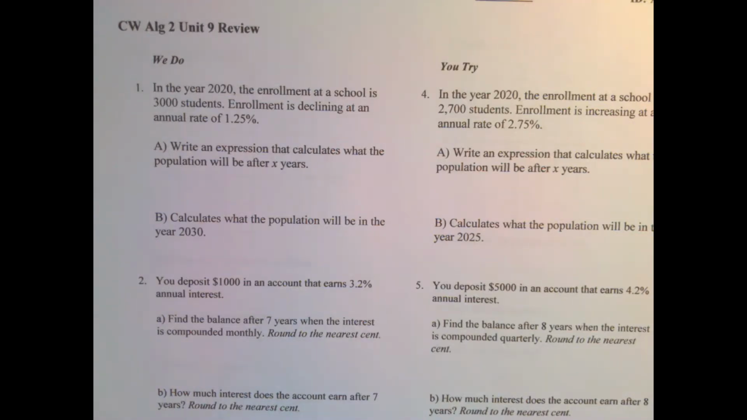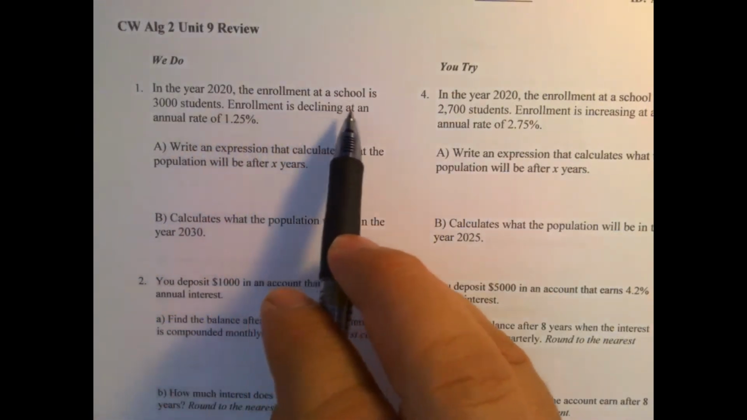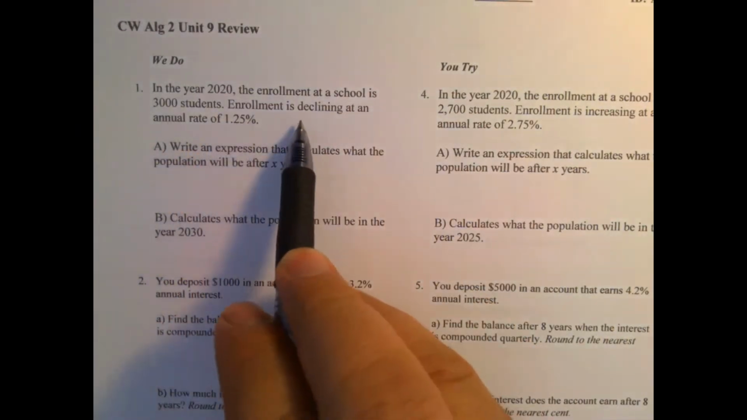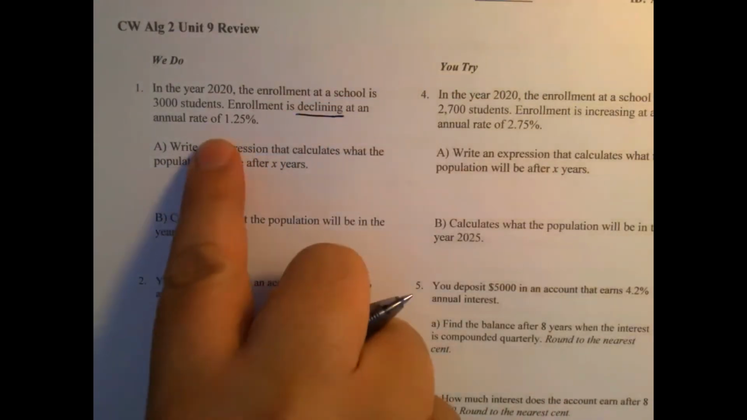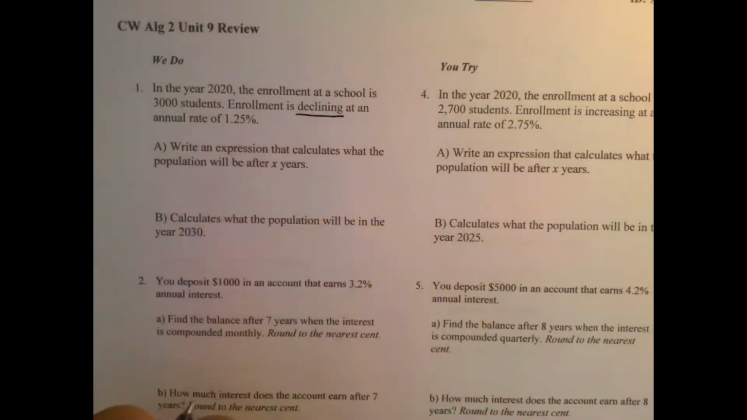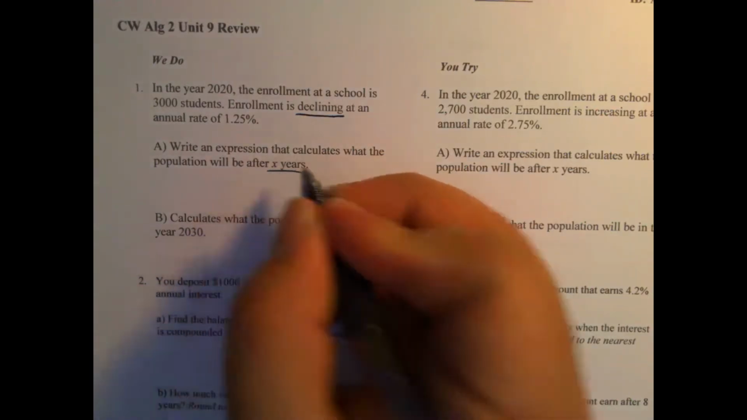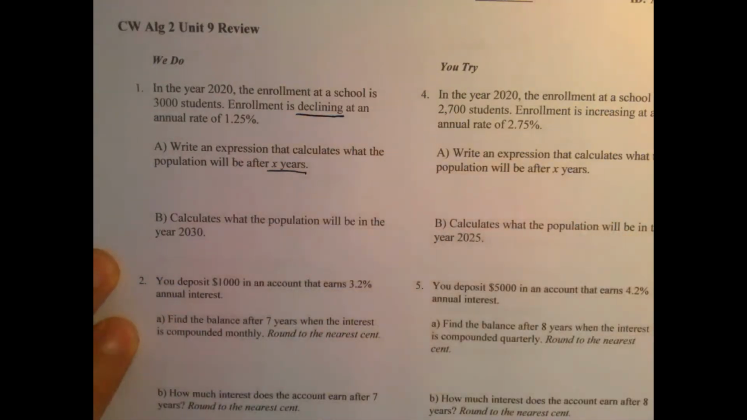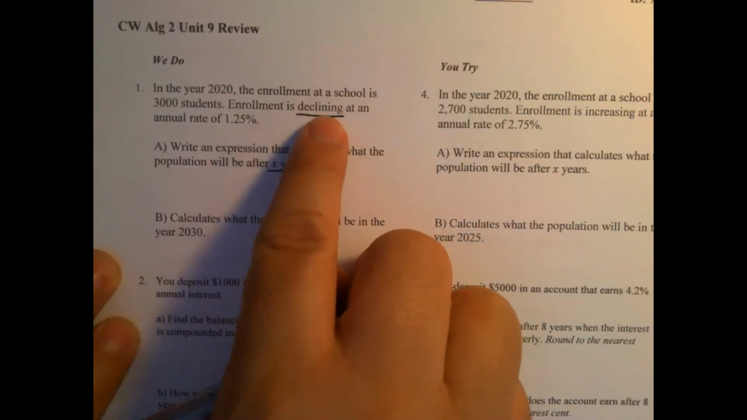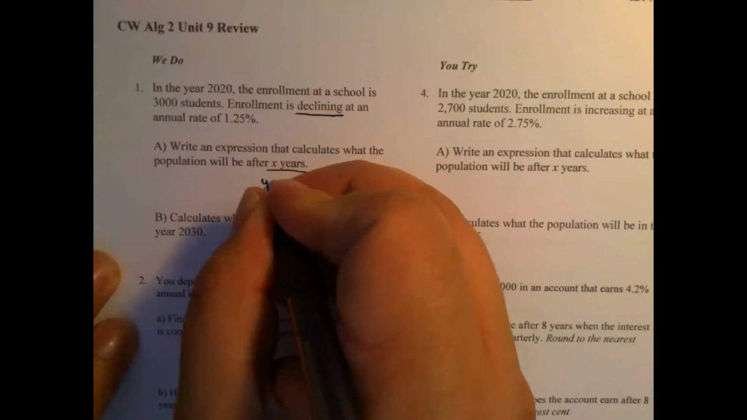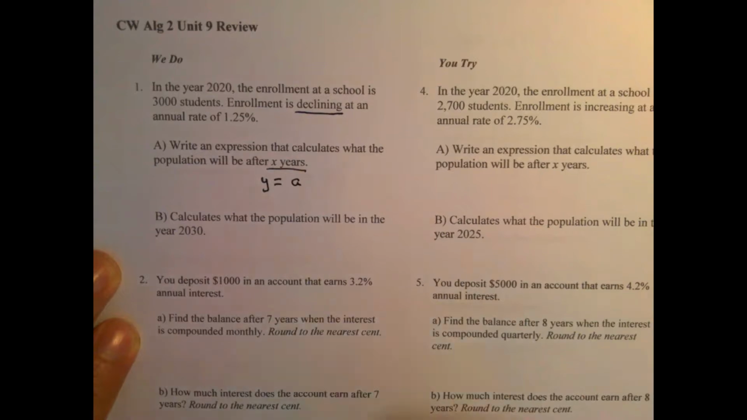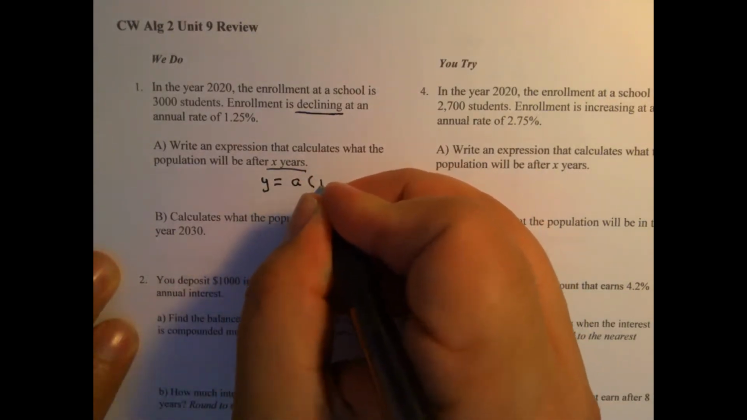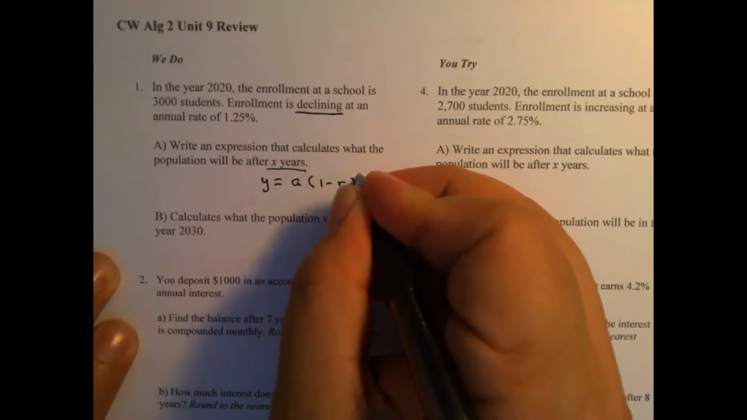So for number 1, in the year 2020, the enrollment at a school is 3,000 students. Enrollment is declining, so obviously that means it's a decay, at an annual rate of 1.125%. First, it says write an expression that calculates what the population will be after x years. Now remember, because this is going to be an exponential decay, we're going to be using the formula y equals a times (1 minus r) to the power of t.